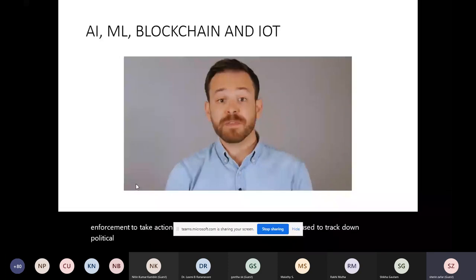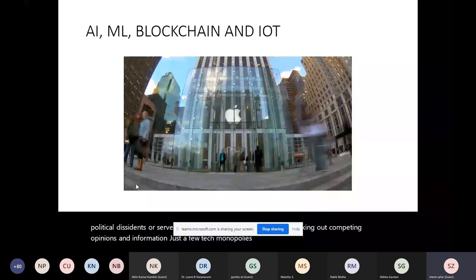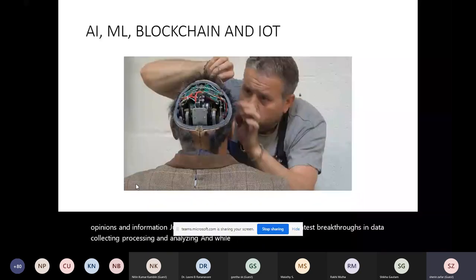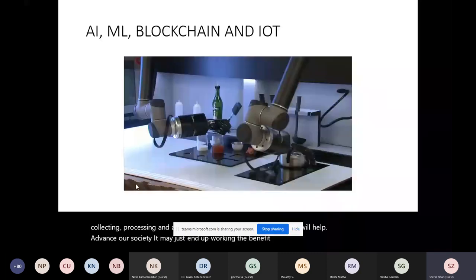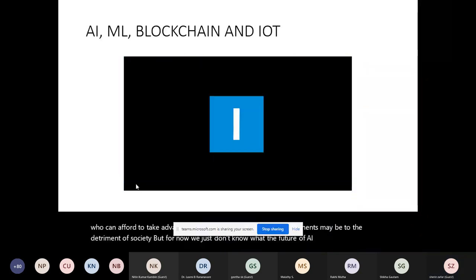Just a few tech monopolies control the latest breakthroughs in data collecting, processing, and analyzing. And while we may hope that AI will help advance our society, it may just end up working to benefit the tech industry and only those who can afford to take advantage of cheaper, smarter human replacements. Maybe to the detriment of society. But for now, we just don't know what the future of AI holds.